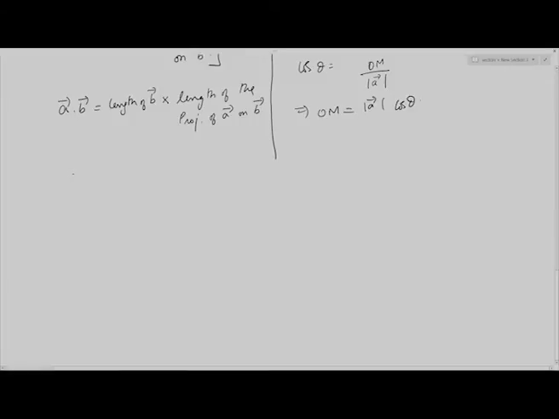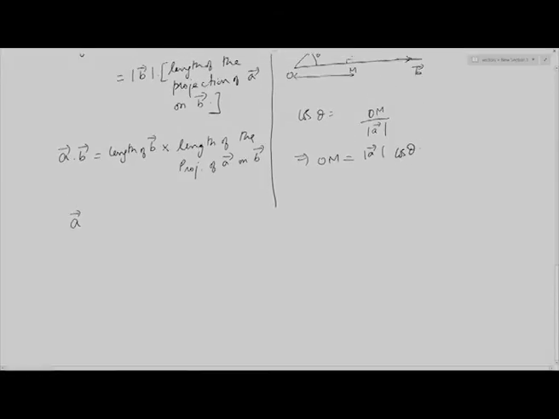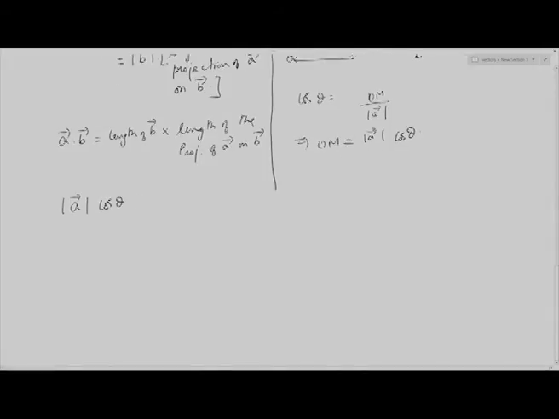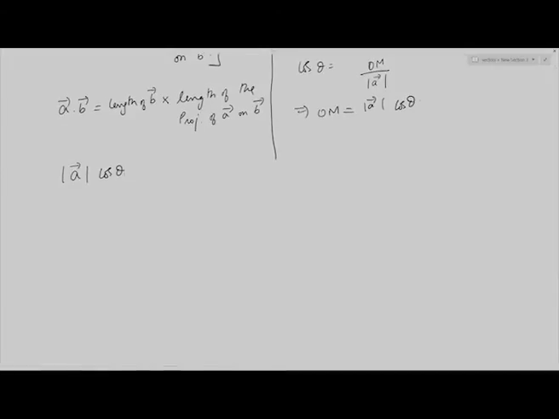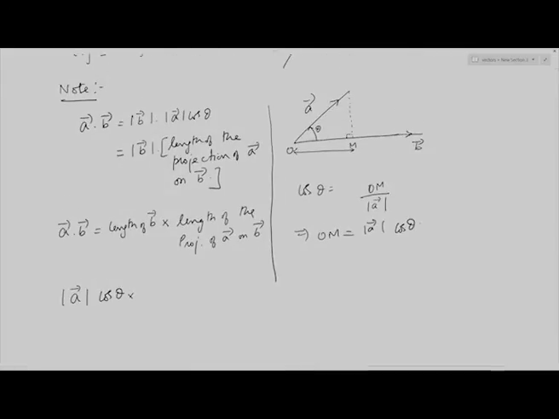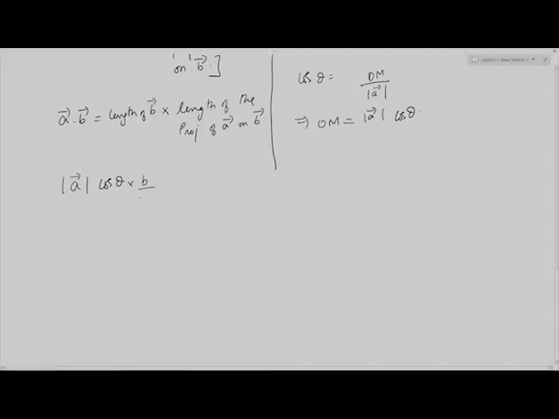And if I take mod A cos theta, which is the length of the projection of A on B, and multiply this with the unit vector in this direction, what is the unit vector in this direction? B by mod B. Mod A into cos theta is a number that I am multiplying by the vector B by mod B, which is a unit vector in the direction of B. Then the whole thing becomes a vector.